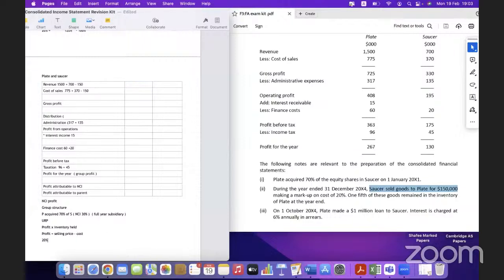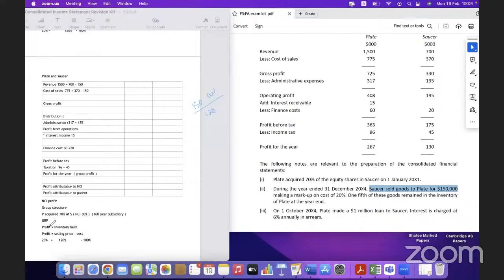Markup means profit is 20%. Selling price we don't know. Cost is always 100%. So guys, if the cost is 100 and the profit is 20, selling price is 120%. Sold for 150, no? So guys, understand, sold for 150,000 means 150,000 is the selling price. Divide this by 120%. In my case, selling price is 120%, so put 120.